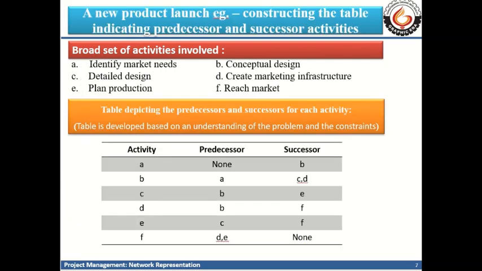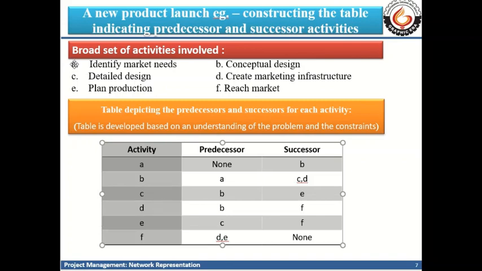Now let us proceed to the next slide, in which we discuss how we develop a precedence table based on the activities and the constraints given. So the same example I'm taking, the broad set of activities involved in a new product launch. Now we list out the activities in a table.